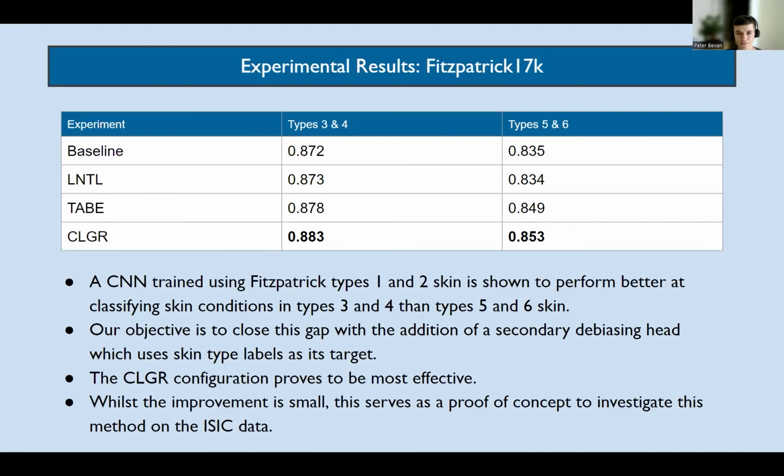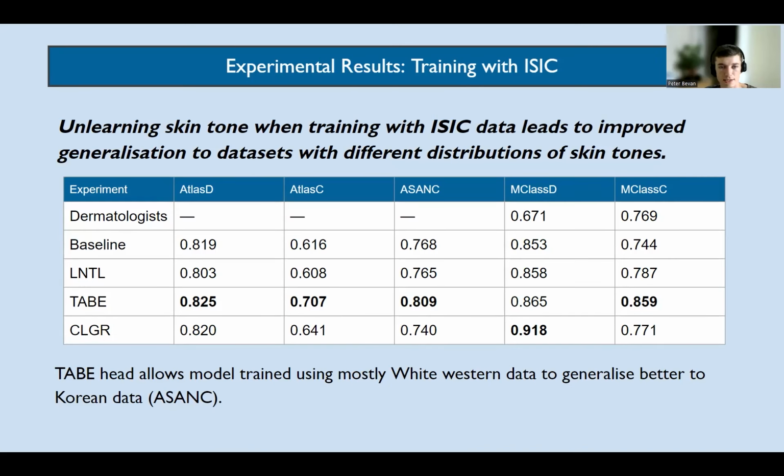So for the ISIC data, we also attempt to mitigate the hypothesized skin tone bias using the same debiasing methods with the automated skin type labels as the target bias. To test this, we use a variety of data sets with different geographical and skin tone distributions and see some improvement using the Turning a Blind Eye method, but less or no improvement using the other methods.